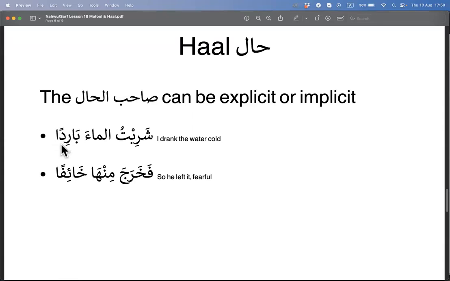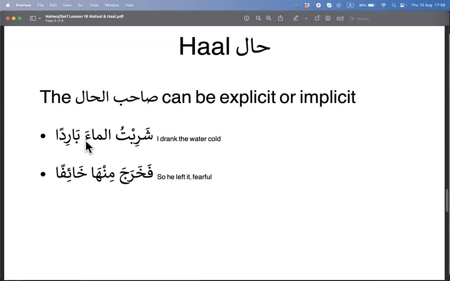The water. Can we say that this word baridan is the sifah of al-ma'a? No, cannot. Why cannot? What are the rules of mausul sifah? The four properties have to be the same. Is it the same? No.